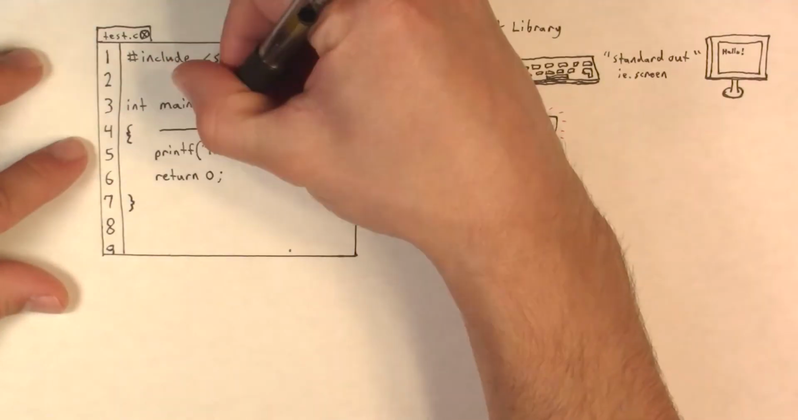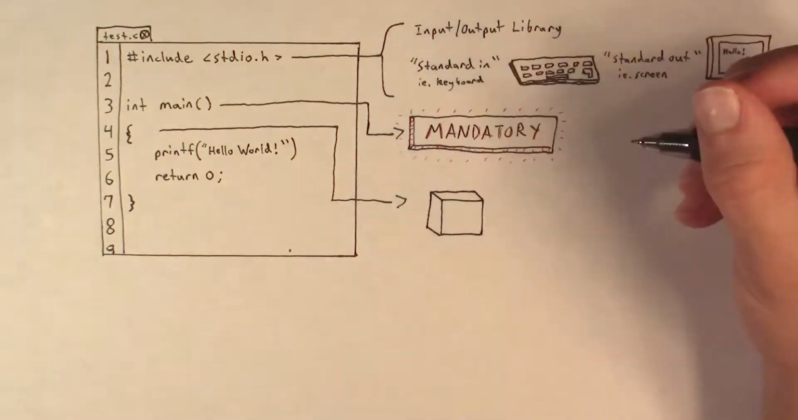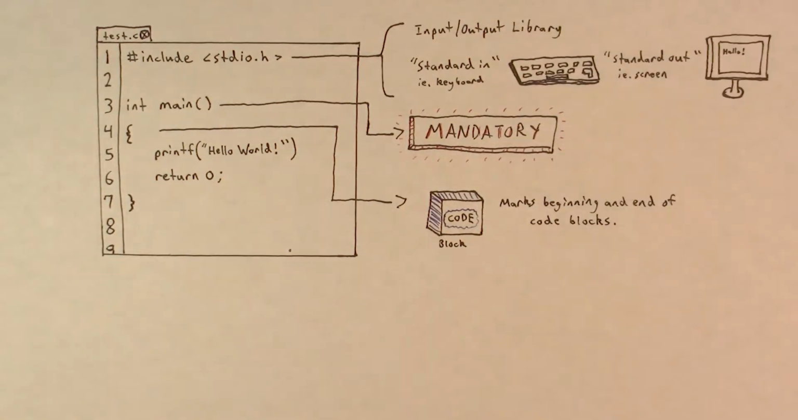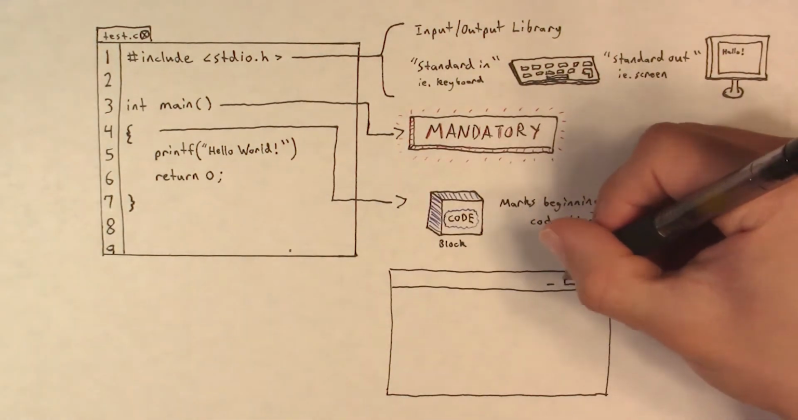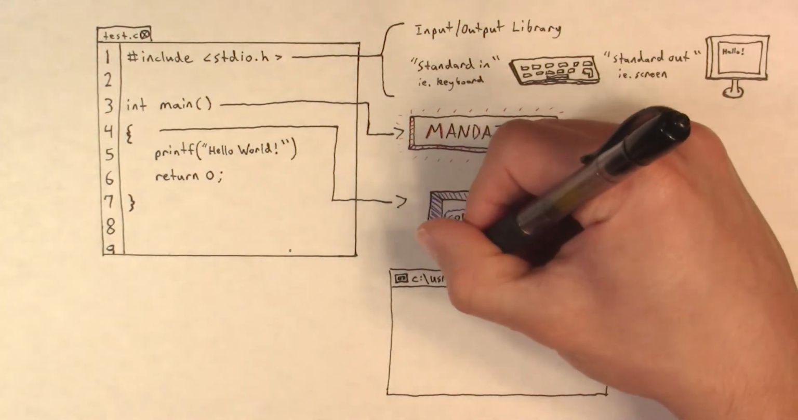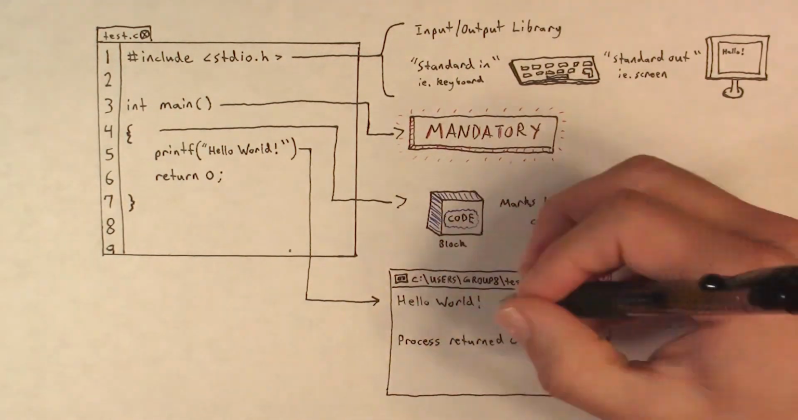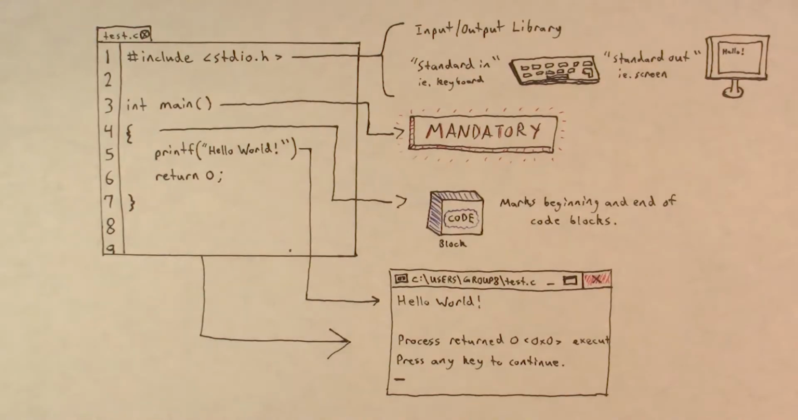After this, we see one of the bracket symbols, which mark the beginning and end of blocks of code. Next is our statement. In this case, we see a printf statement, which in C allows you to send output to the standard out, or for us, the screen. This is very much like the print function that we find in Python.